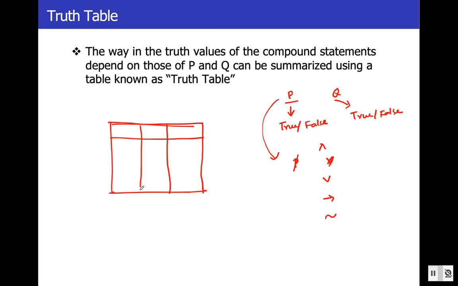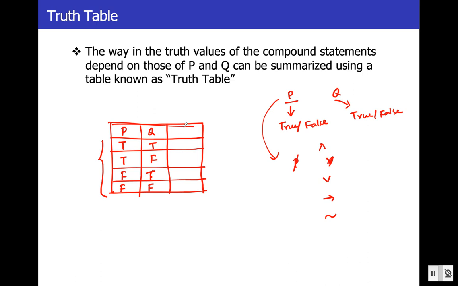For example, P, Q, and what can all the combinations of values of P and Q be? Say P can be true, Q can be true; P can be true, Q can be false; P is false, Q is true; P is false, Q is false. So these are the four combinations that can happen with two statements. If we have P and Q, these are the four combinations we can have with the values of P and Q.